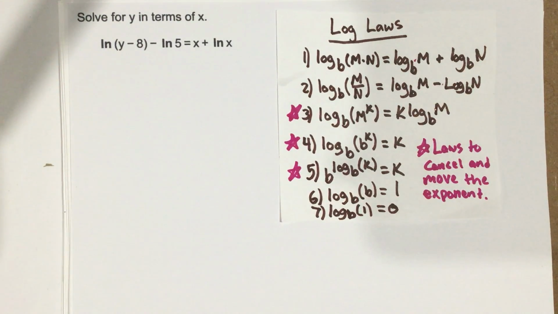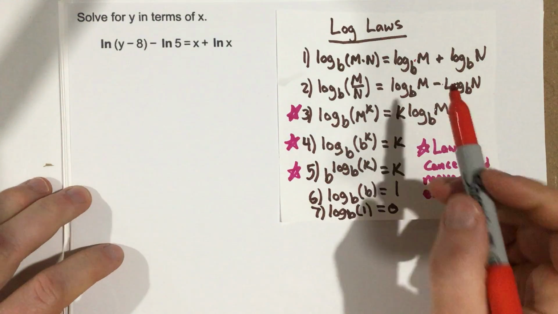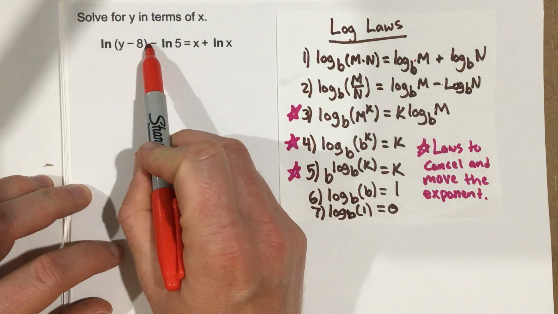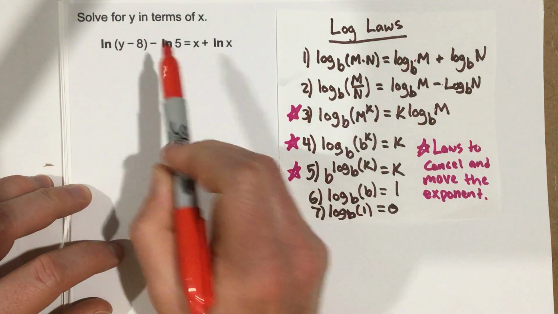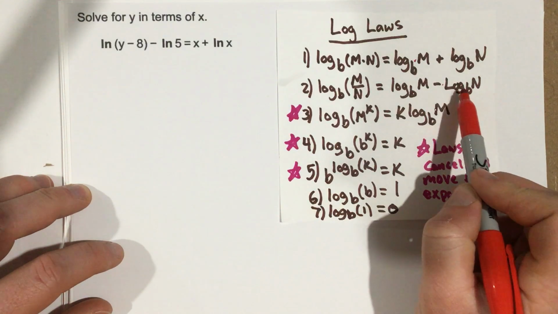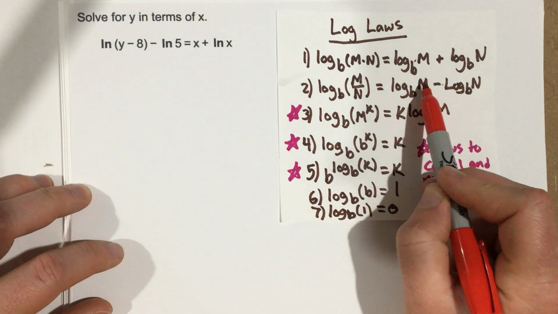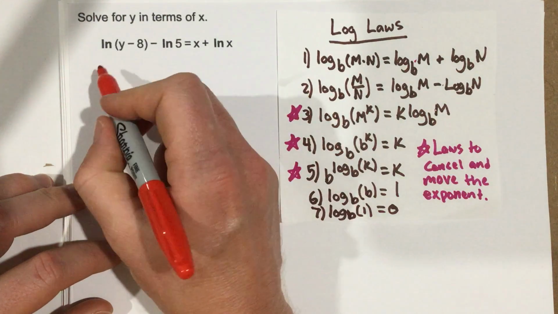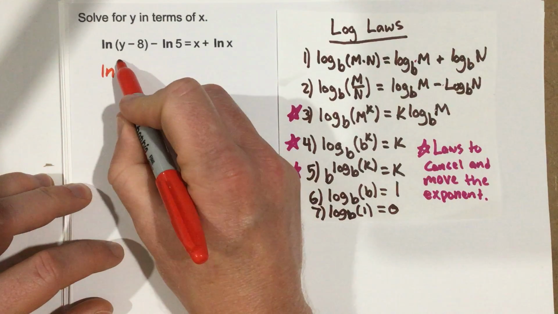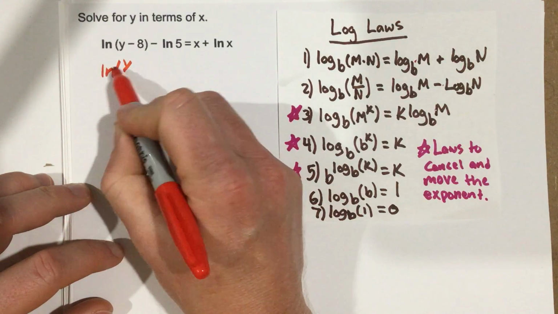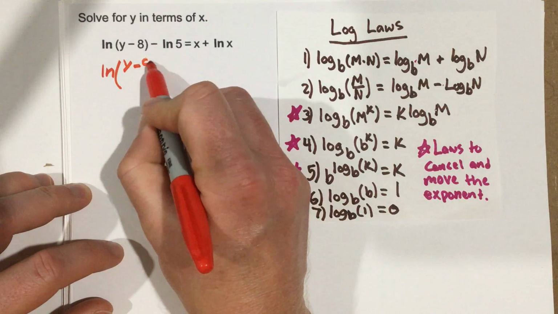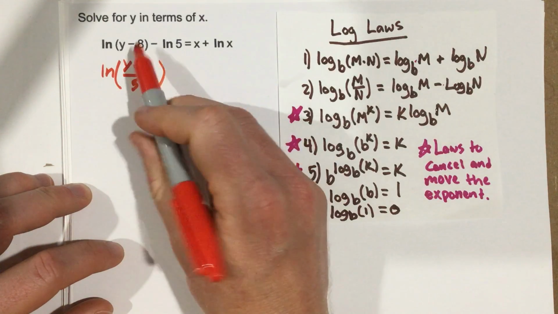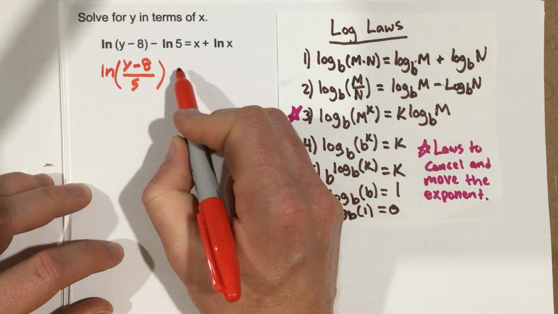The first law we're going to start with is the quotient rule for the log laws. We have the subtraction law. You can see we have a natural log minus another natural log. Anytime we take the logarithms of same base and we subtract, we can take them and combine them to one logarithm with a division. So we're going to write this as natural log of one logarithm of y minus 8 over what's on the inside here, which is 5. So we combine these two together to give us one logarithm.